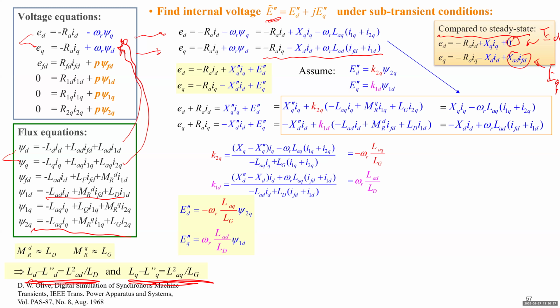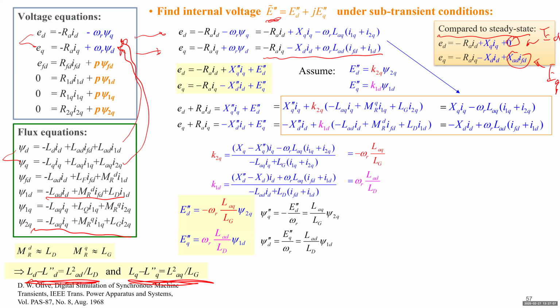LG is actually the self-inductance of the second damper winding in the QS, right? And ED double prime is that one. So next, we mentioned this ED double prime is induced by some flux linkage, but we guess that flux linkage will be proportional to Psi 2Q. If we have to give that flux linkage a name, we can call it Psi Q double prime.